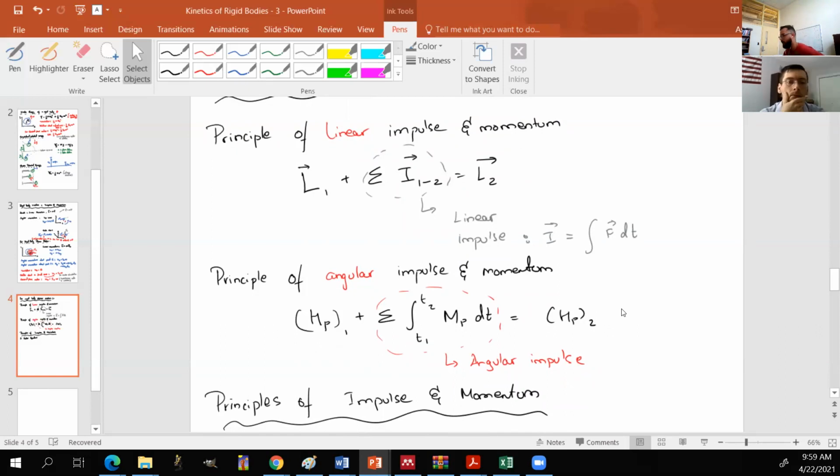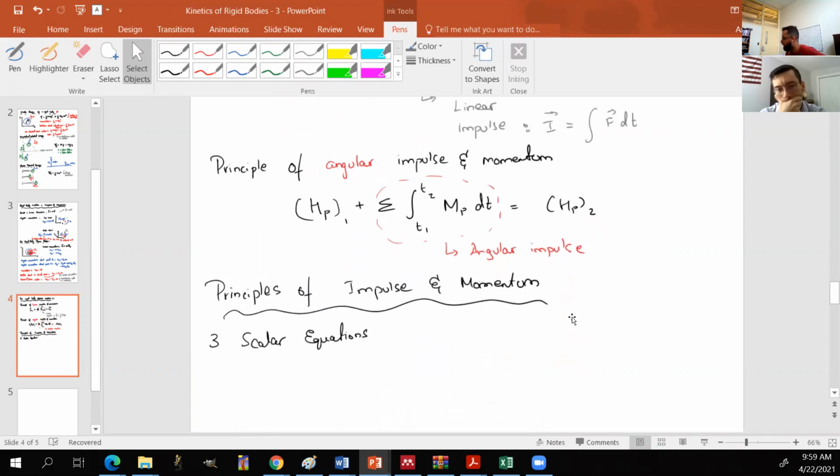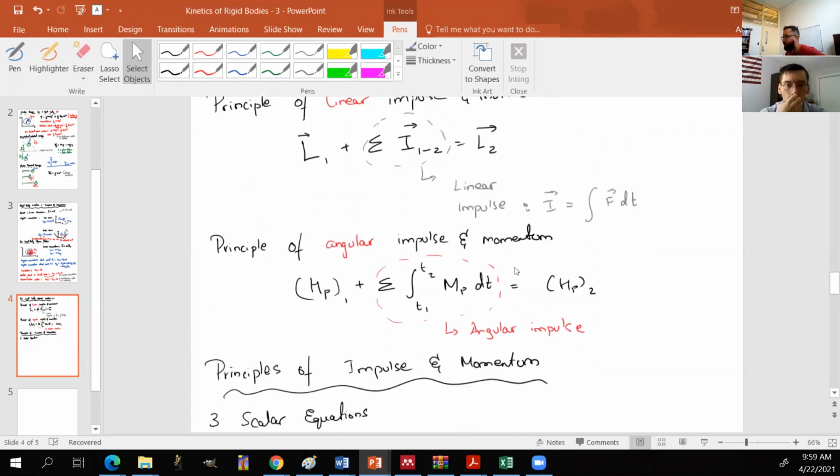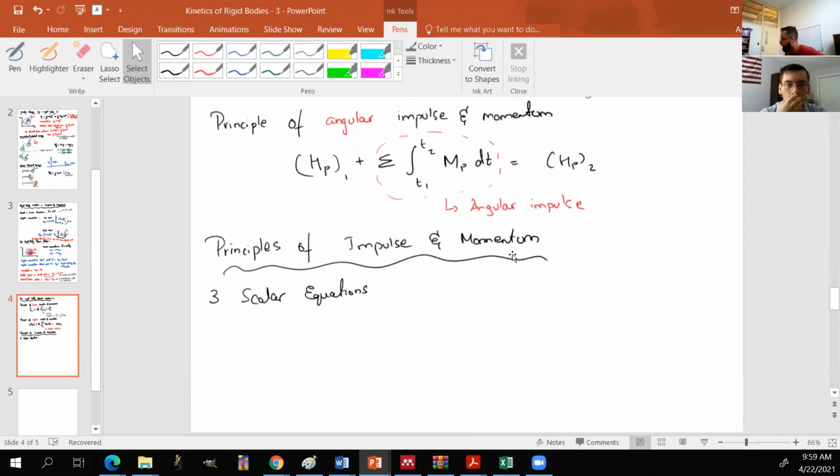Again, I'm using scalar quantities over here because for planar motion it's always about the k hat direction, so it doesn't matter. So it's your initial angular momentum plus your angular impulse due to the moments acting on the body. That's equal to your final angular momentum. When you're writing this vector expression here, it's going to give you 2 equations. This expression here is going to give you 1 equation, since everything's in the k hat direction. So you get 3 scalar equations.